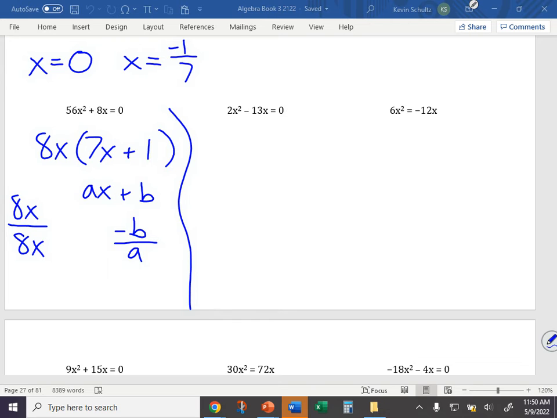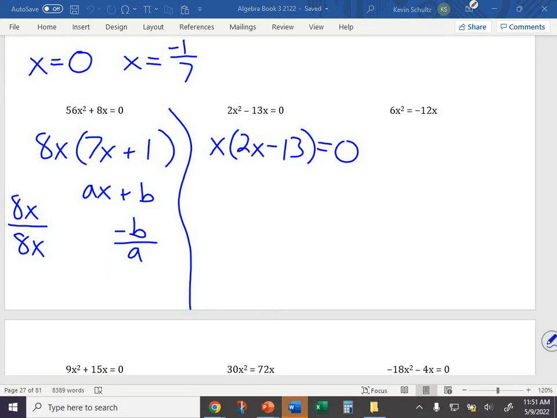Just x, exactly. 2 and 13 don't share any factors, so just the x. And if we take an x out of 2x squared, we're left with a 2 and 1x. We take an x out of negative 13x, we're left with a negative 13. And that equals 0.